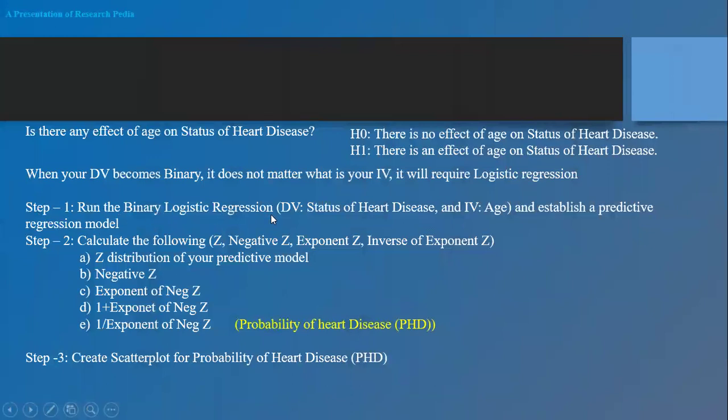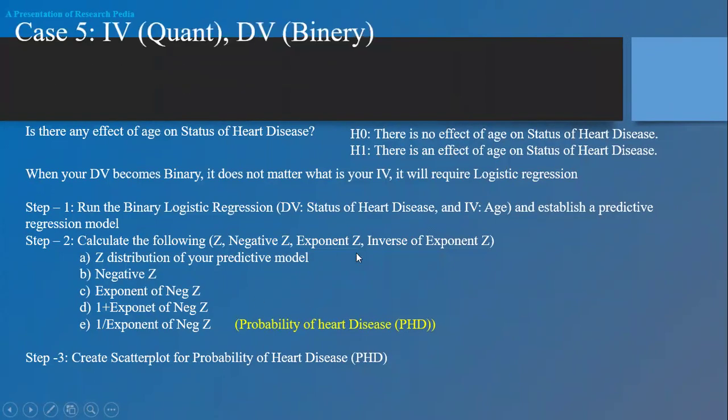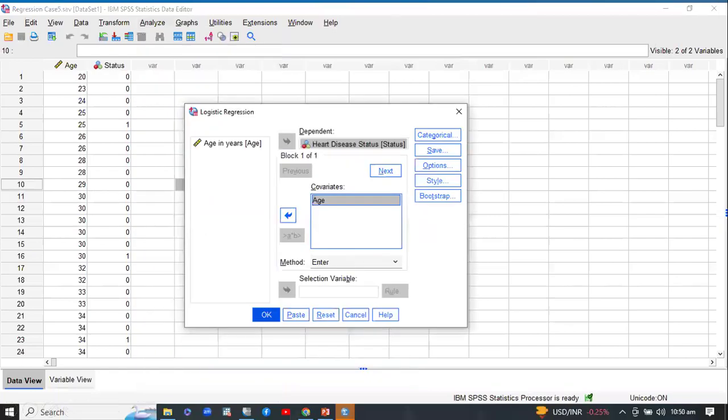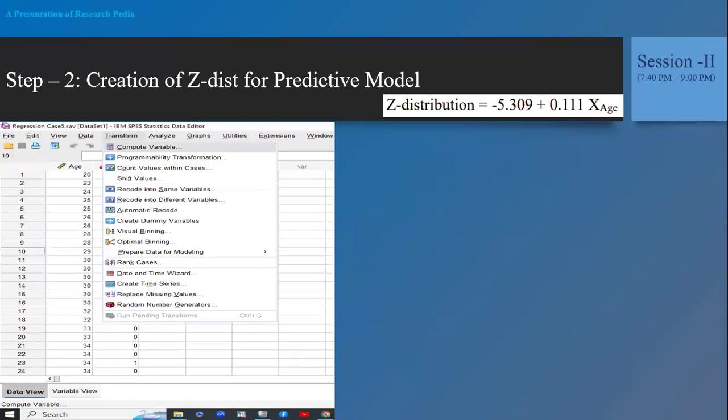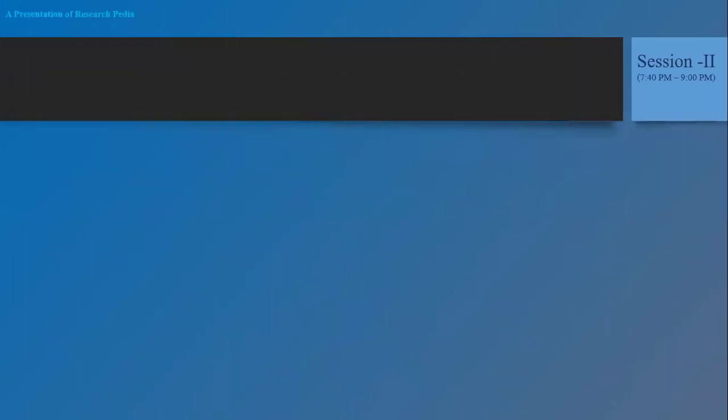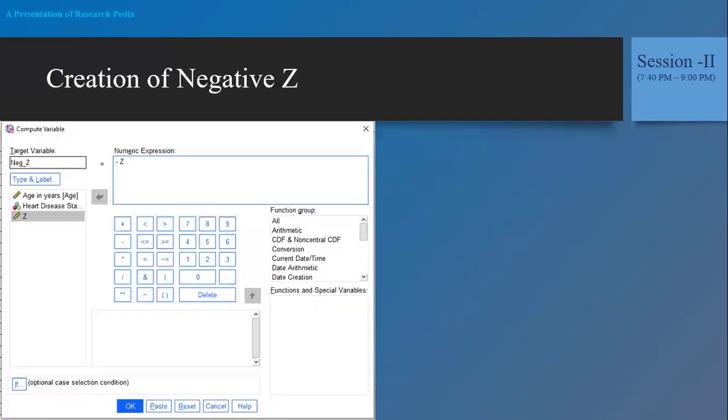This is the step-by-step procedure. As a first step, you need to run the binary logistic regression that we have run. Then you need to create the Z distribution of your predictive model that we have created. Then you need to create a negative Z. So how can we create it? Let me show you the procedure so that we may be able to accurately consider it. After calculating the Z, you need to create the negative Z. So how can you create it? You need to write here negative Z, and you need to place a minus sign, and you need to click on Z. This is just a simple procedure.